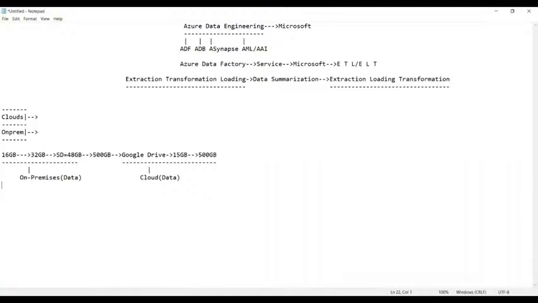In the same way, the whole globe is now migrating from on-premises to the cloud environment. Basically, for your understanding, cloud is nothing but Google Drive, and on-premises is your mobile phone, which is physical, which you can see and touch. Getting my point?